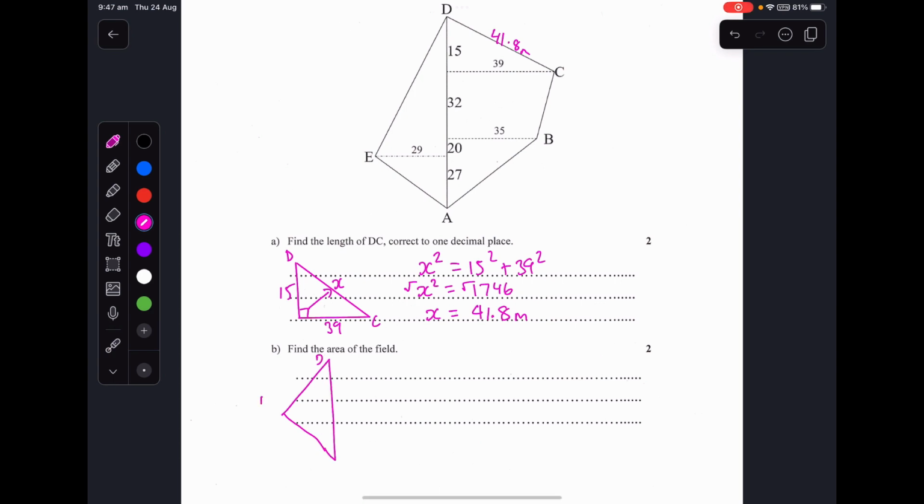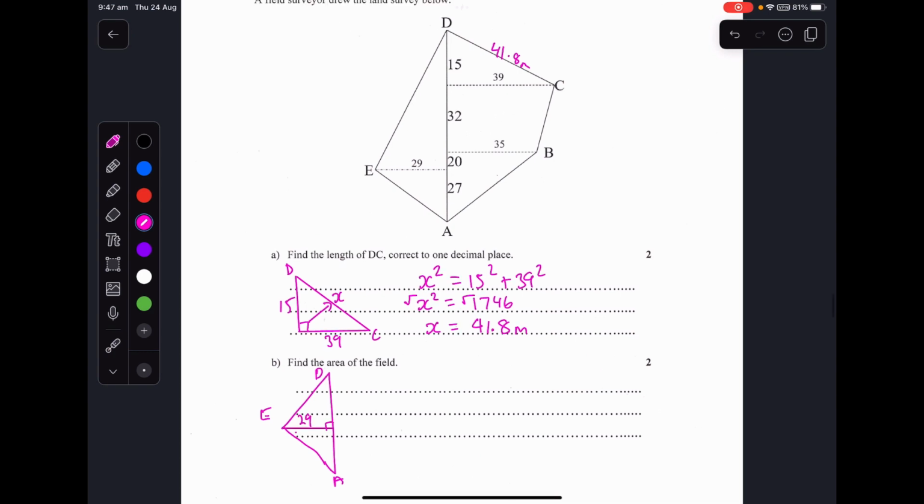So D, E and A. And remember, for our triangle we just need a perpendicular height and a base. So here my perpendicular height is 29. Now you'll notice that my base has lots of numbers. So it has 15 to there. Then it has 32 to there. Then this little bit in the middle here is 20. And then this bottom bit is 27. So that means my base must be 15 plus 32 plus 20 plus 27. Okay, and my base comes out at 94.